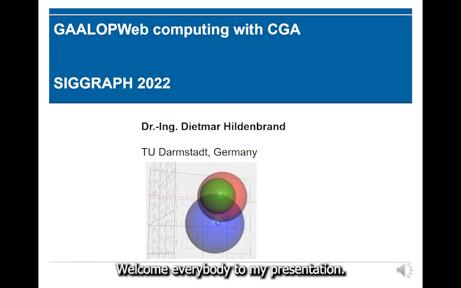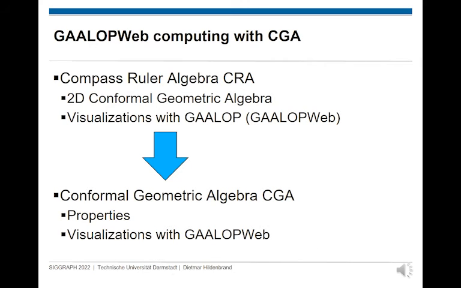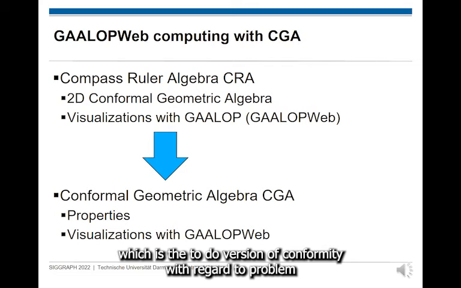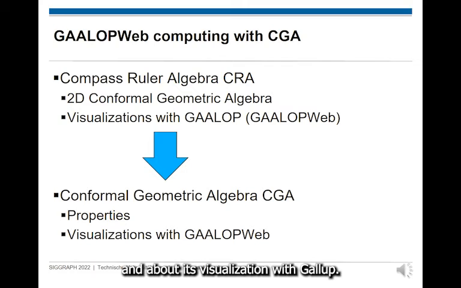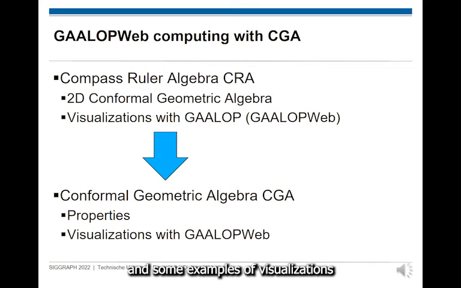Thank you. Welcome everybody to my presentation, Gallup Web Computing with CGA, or Conformal Geometric Algebra. I would like first to talk about compass ruler algebra, which is the 2D version of conformal geometric algebra, and about its visualizations with Gallup. In principle, it can be the same with Gallup Web. And then we will see how easy it is to extend from 2D to 3D. And I will talk about the properties of conformal geometric algebra and some examples for visualizations with Gallup Web.